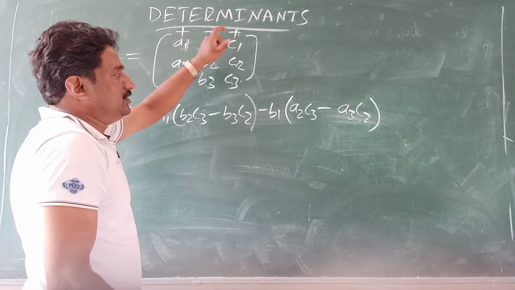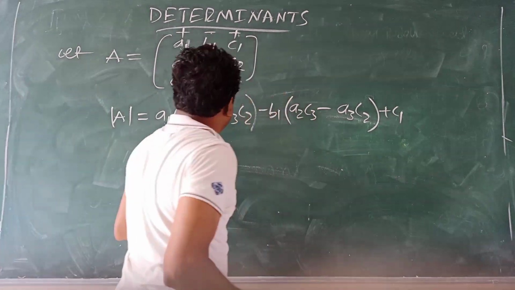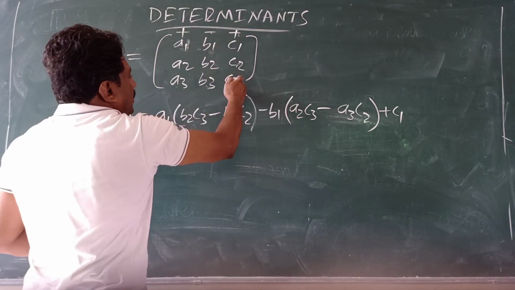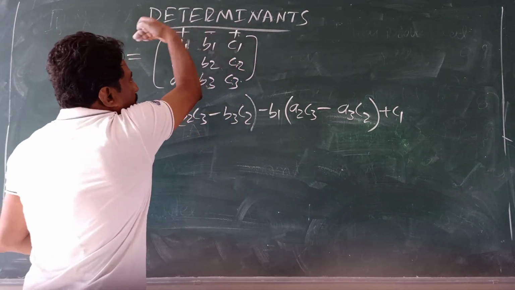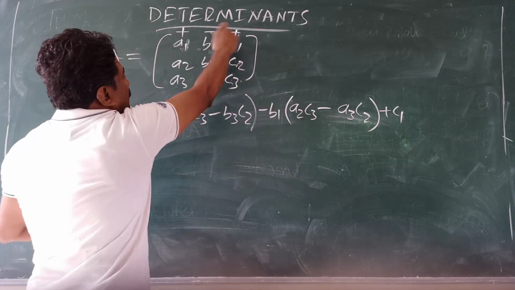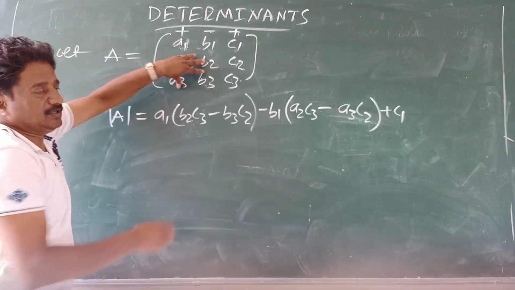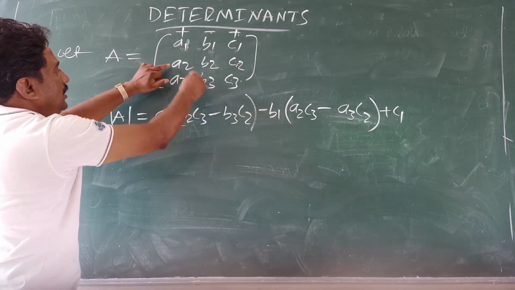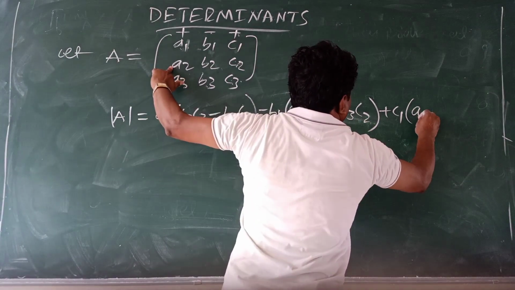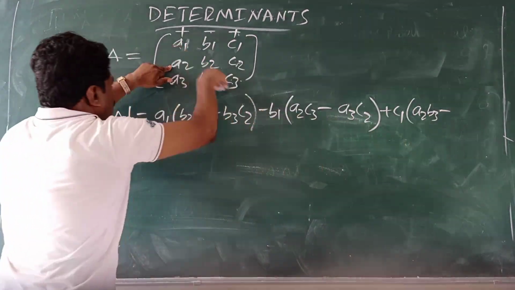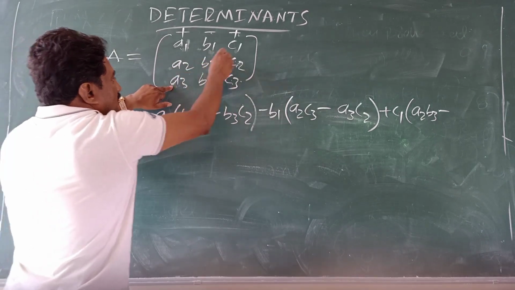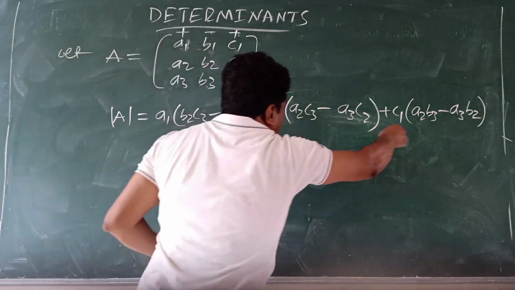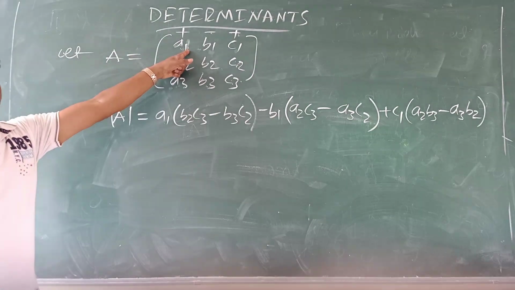Next go for C1, plus C1. Again you do the same thing. Leave the row and column containing C1. If you leave these, what remains are these 4. You know how to find the determinant of these 4 elements. A2 B3 minus the product of these two, A3 B2. This quantity, this number, is called the determinant of the matrix A.